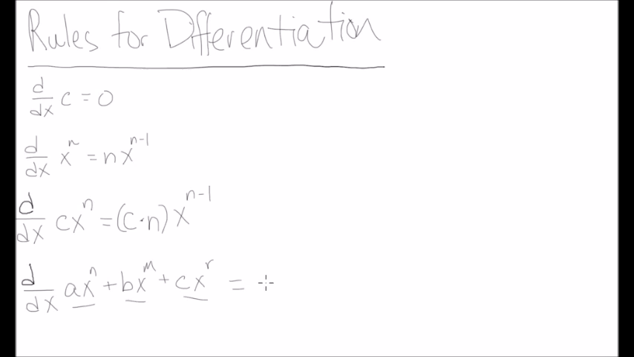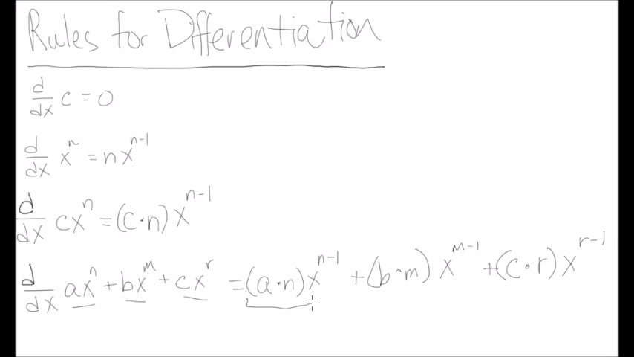So my derivative would be a times n, x raised to the n minus 1, plus b times m, x raised to the m minus 1, plus c times r, x raised to the r minus 1. So you'll notice the first term is simply the derivative of the first term.